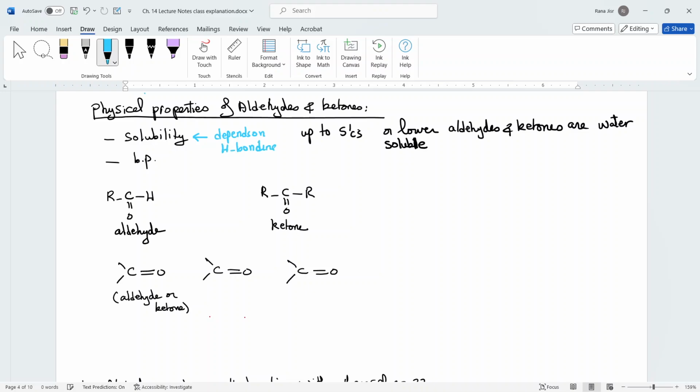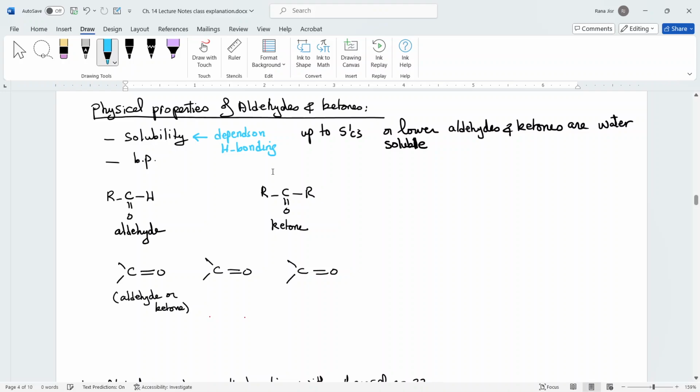And of course, when we talk about solubility, you have to check what solvent you are dissolving the aldehyde and ketone in, and check if that solvent has hydrogen bonding with the aldehyde or the ketone. If it does, and your aldehyde and ketone are no more than 5 carbons, then they are going to be soluble in that solvent. Please remember that as the number of carbons increases, the solubility is going to decrease.